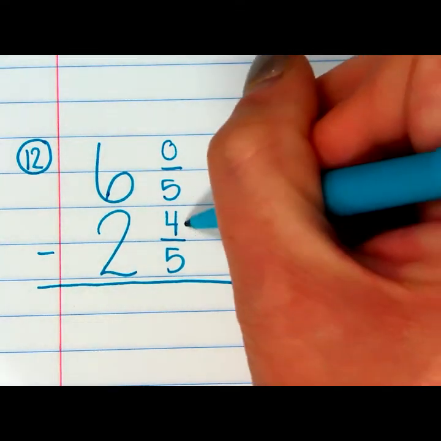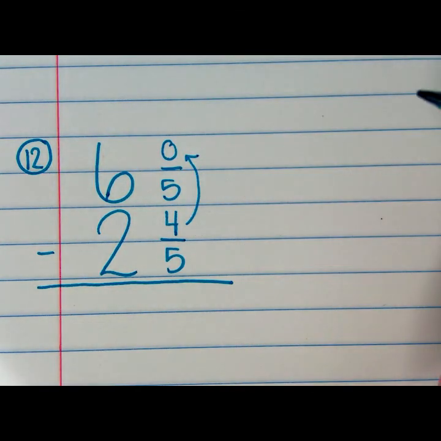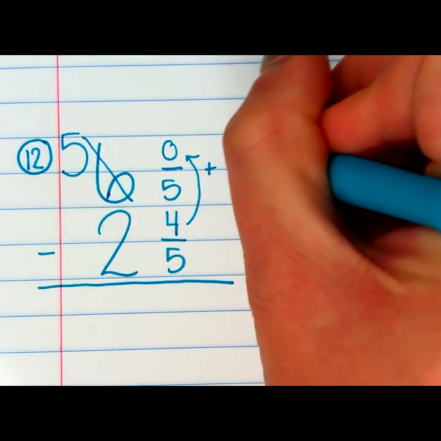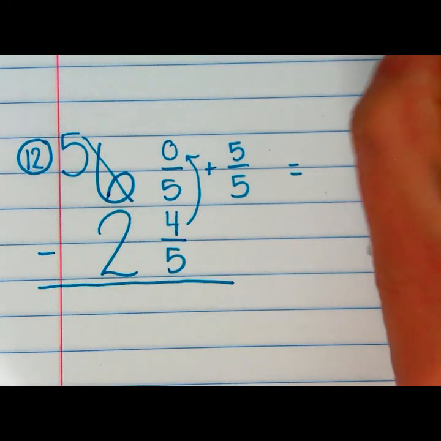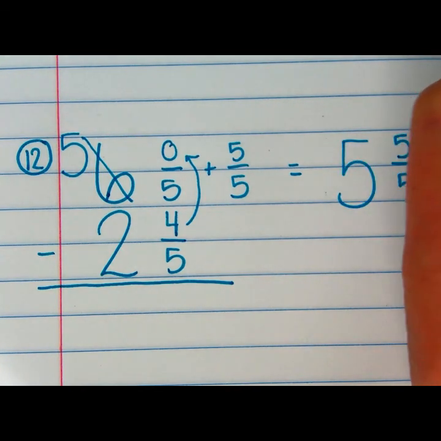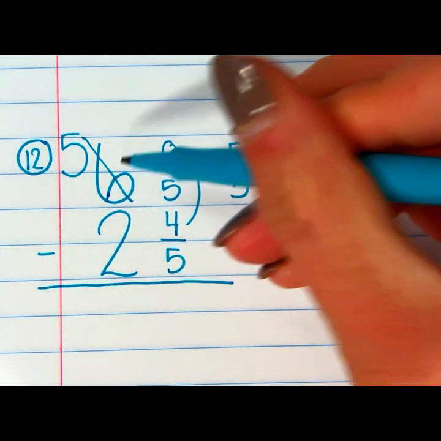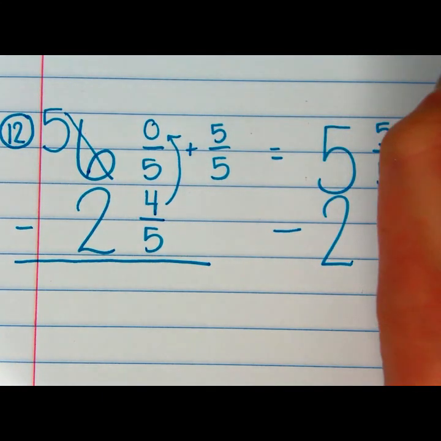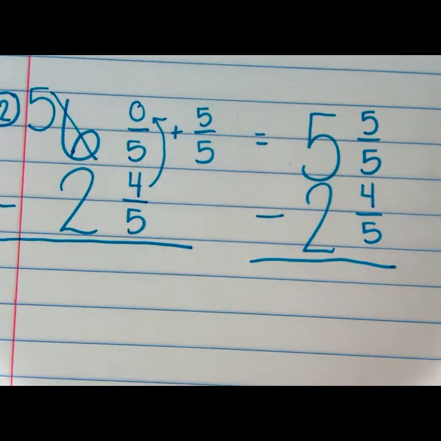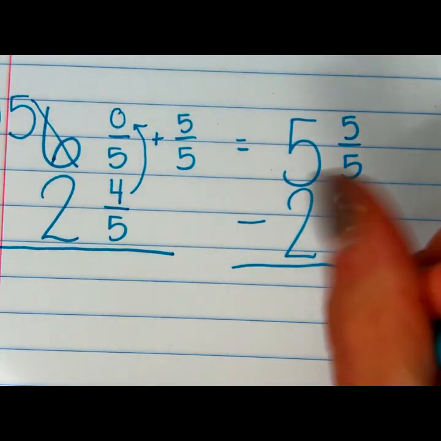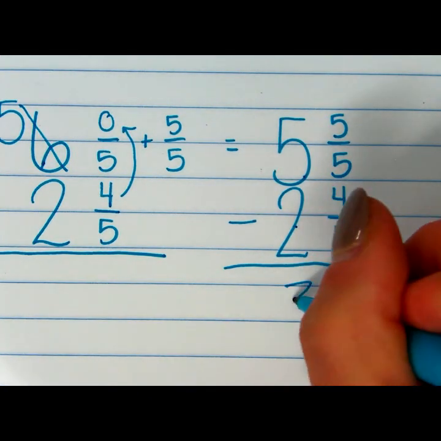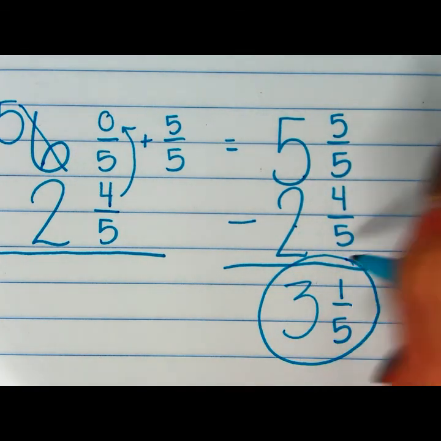We can't take 4 away from 0, so now we're going to have to do that regrouping process. So we're going to go over to our whole number. We're going to take 1 away, leaving us with 5, and we're working with fifths, so we're going to add on 5 fifths, leaving us with a new mixed number of 5 and 5 fifths. 5 and 5 fifths is equal to 6. We all know that. So now we're going to take away 2 and 4 fifths. When we do that subtraction, 5 minus 4 leaves us with a fraction of 1 fifth, and 5 take away 2 is 3. So we are left with a mixed number of 3 and 1 fifth.